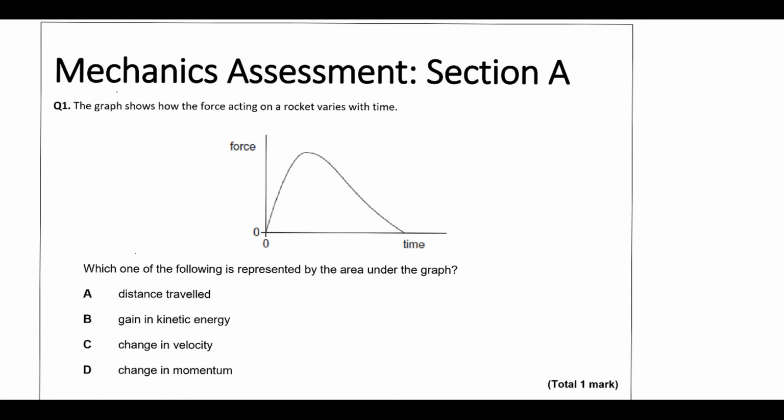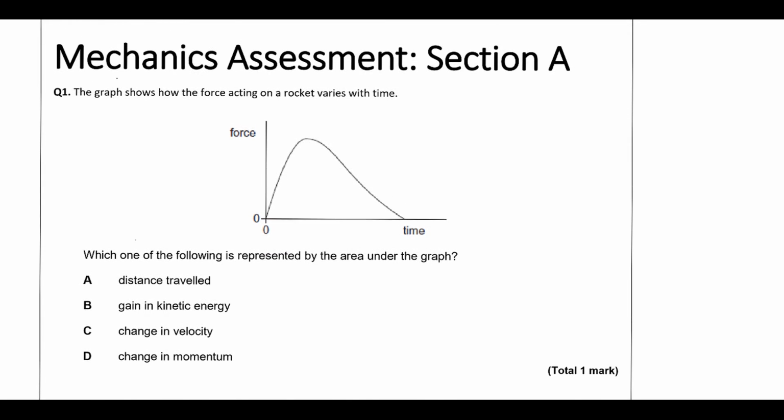Alright, so in this video we're going to review the latest half-term assessment on the mechanics topics, looking at both energy and momentum. So let's get started straight away. So we've got a graph showing the force acting on a rocket and how it varies with time. Which one of the following is represented by the area under the graph? So the area under a force-time graph is an impulse, which is a change in momentum.